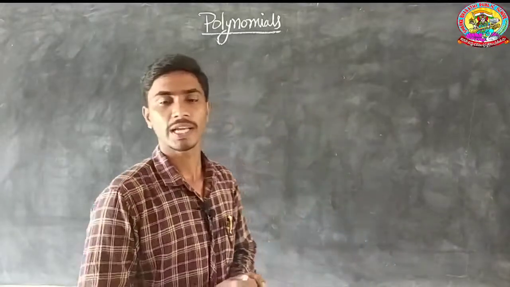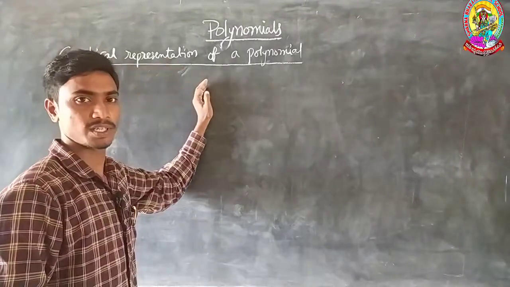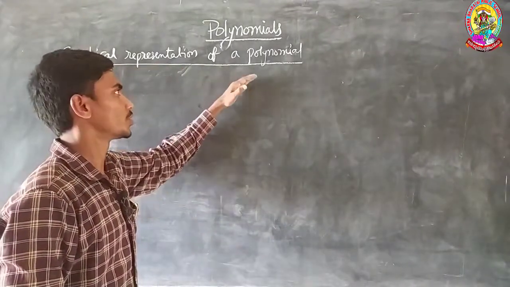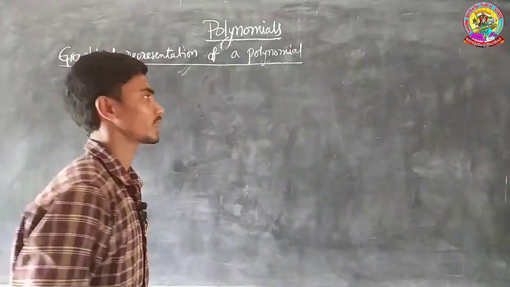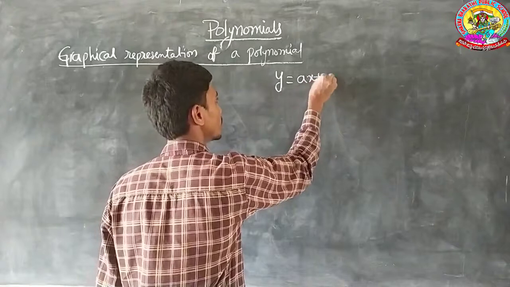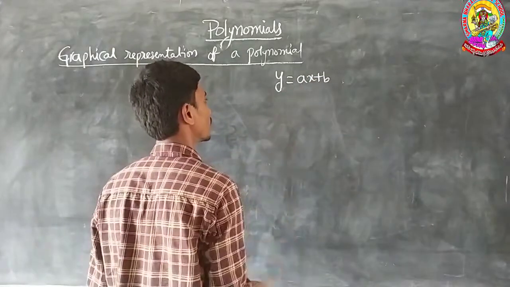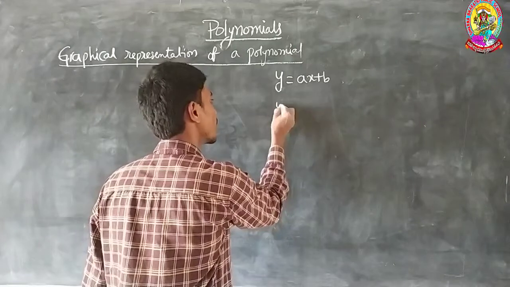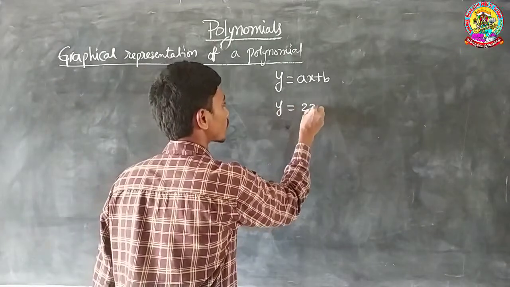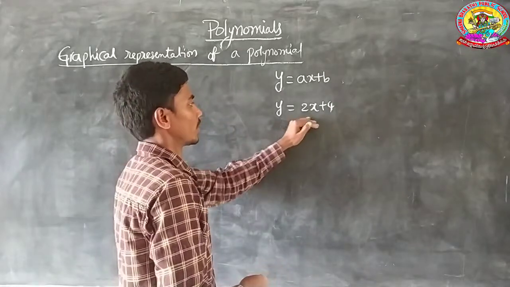So first of all, graphical representation of a linear polynomial. Before going to the topic, we will discuss the solution of a polynomial from the algebraic point of view. For example, if a polynomial is in the form of ax plus b, what would be the solution of this polynomial? So y is equal to 2x plus 4 if it is the linear polynomial.